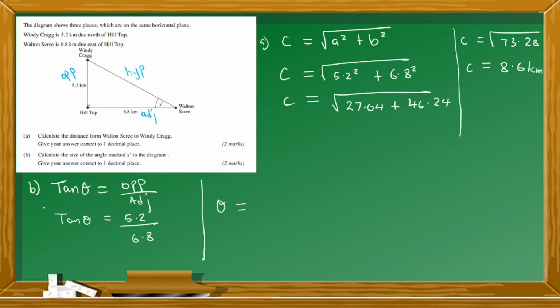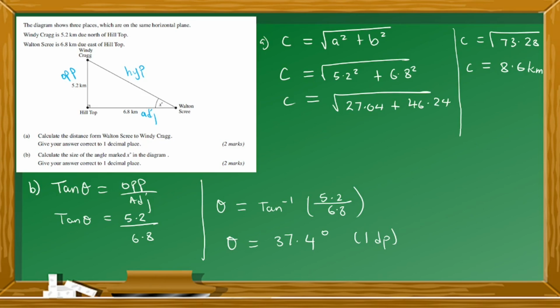Let's go ahead and find what theta is. So theta is equal to the inverse of the function, tan inverse of 5.2 over 6.8. Plug this into your calculator and we'll get 37.4 degrees to 1 decimal place. So always remember, when you are given a right angle triangle, two of the sides, and you're asked to find one of the acute angles, you have to use the inverse of the function.